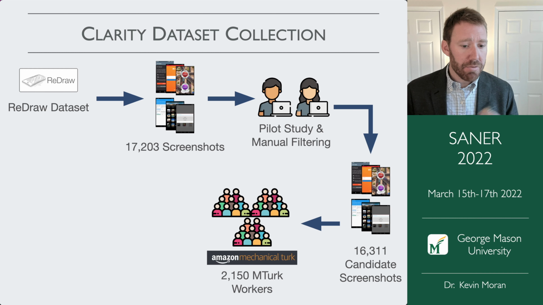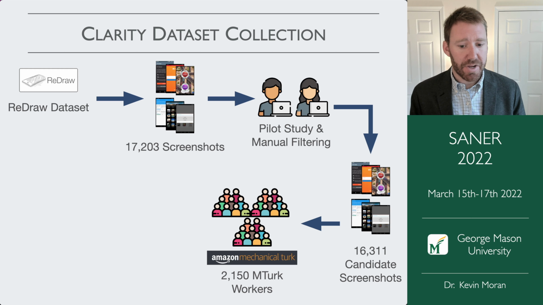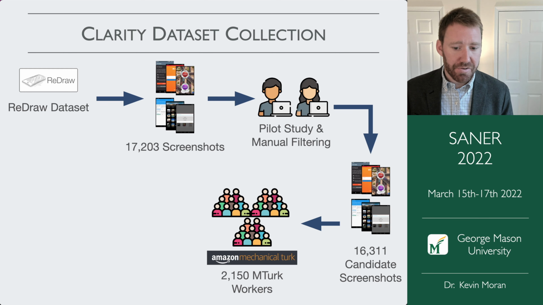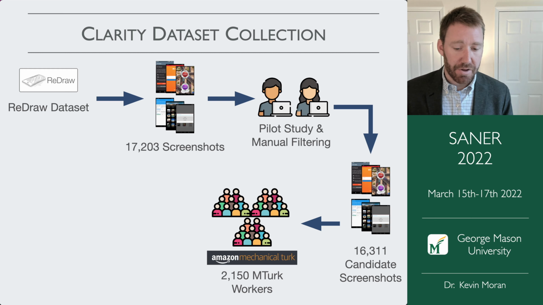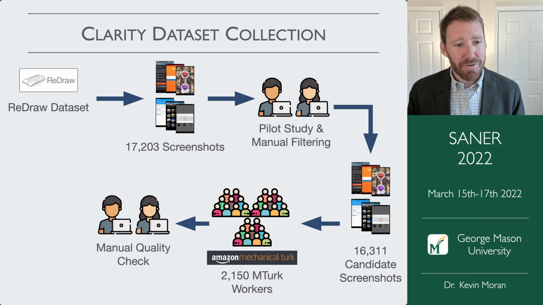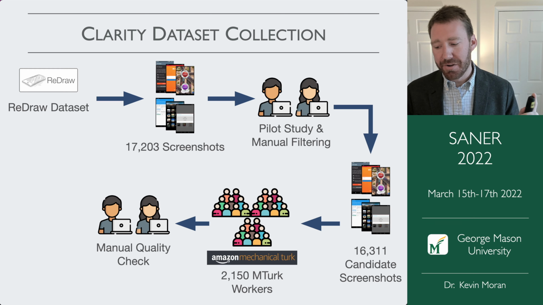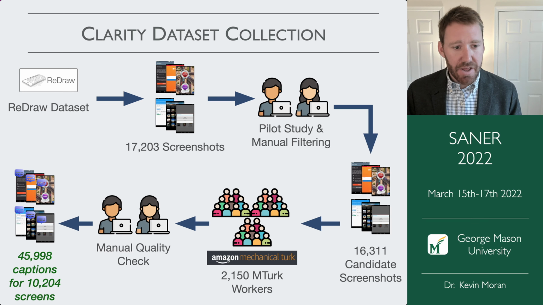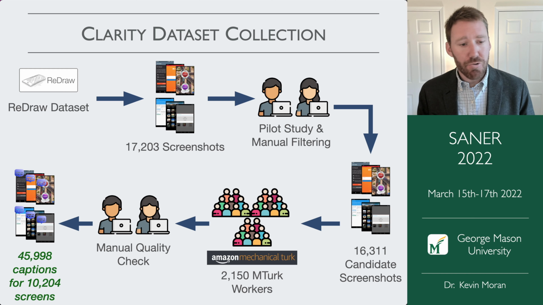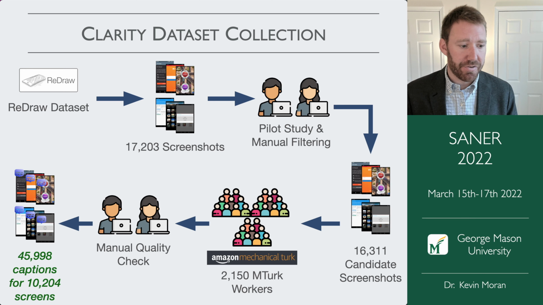From here, we uploaded a number of human intelligence tasks to Mechanical Turk, where 2,150 Mechanical Turk workers labeled these screenshots with those different levels of granularity that I was talking about earlier. Then, and this was very important and very time consuming, we performed a manual quality check on every single caption that the Mechanical Turk workers produced, and we discarded several thousand low quality captions. We really worked hard to make sure that this is a high quality data set. In the end, we were very happy to have almost 46,000 captions for over 10,204 screens, which serves as a nice base for our investigation into whether we can actually use these screenshots to infer program functionality.